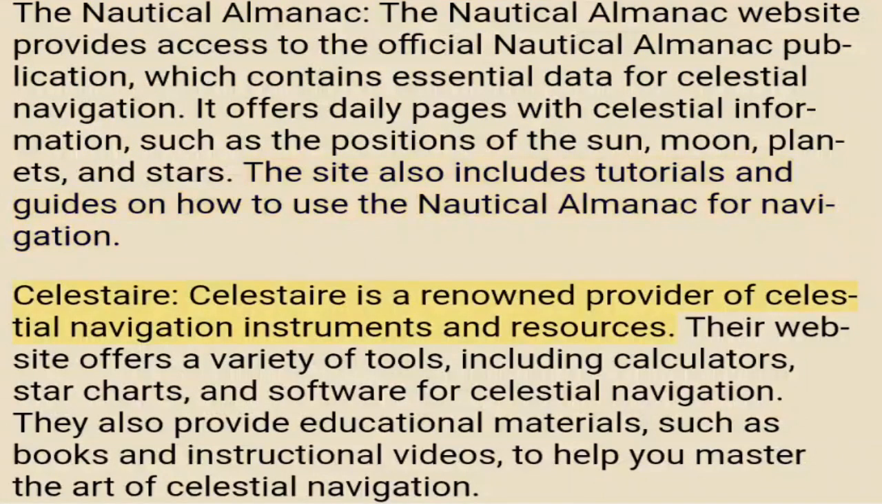Celestere. Celestere is a renowned provider of celestial navigation instruments and resources. Their website offers a variety of tools, including calculators, star charts, and software for celestial navigation. They also provide educational materials, such as books and instructional videos, to help you master the art of celestial navigation.